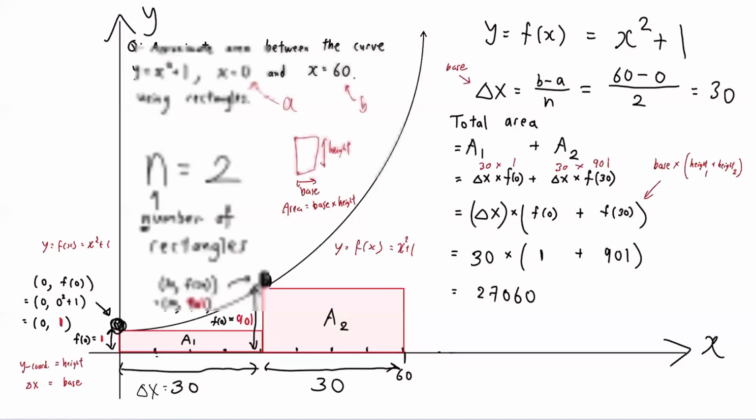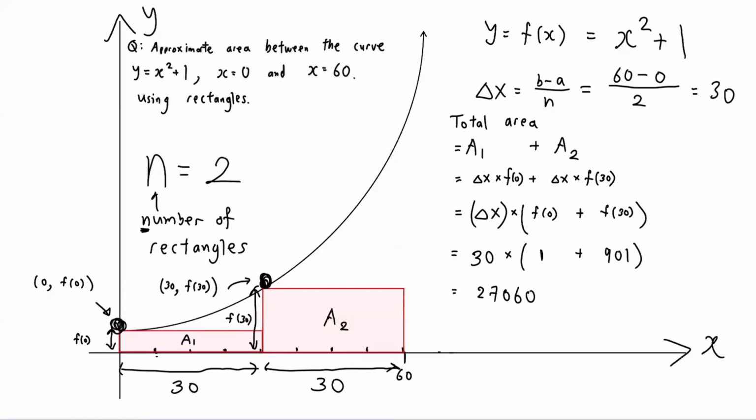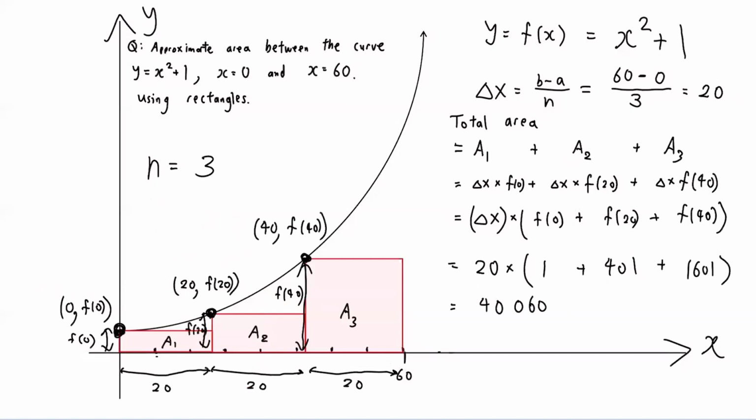Oh, sorry. Why is there a repeated slide? I'm not sure. Okay, so yeah, n equal to 3.